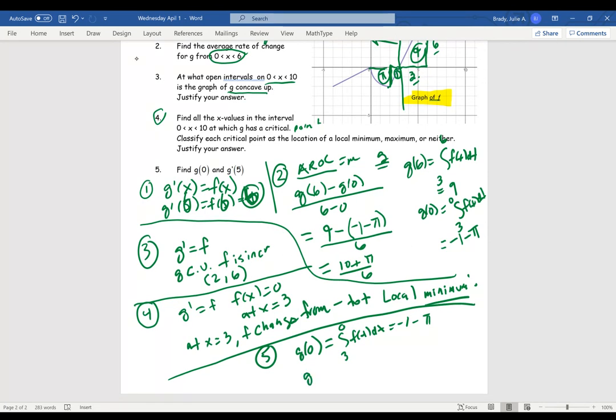Okay, then we want g prime of 5, which is equal to, we already told the reader g prime is f, so that's f of 5. And if I look at 5, the height on the graph at 5 is 4.